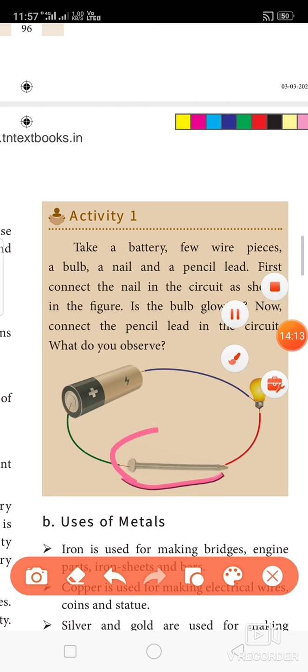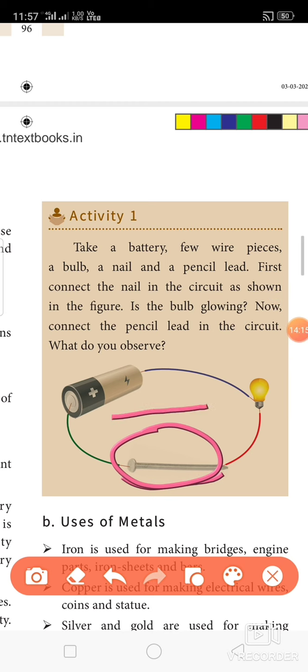If I replace this nail with a pencil lead, what will happen? Whether the bulb will glow or not. In this case also, the bulb will glow. Even though the pencil lead is a non-metal, it is made up of carbon, which is a non-metal. The bulb will glow because this pencil lead is made up of graphite. Even though it is a non-metal, it conducts electricity.